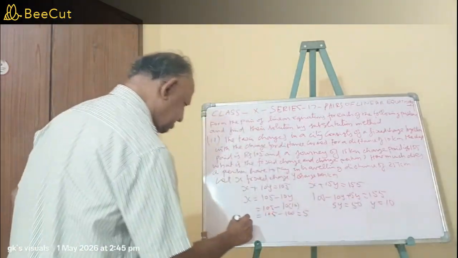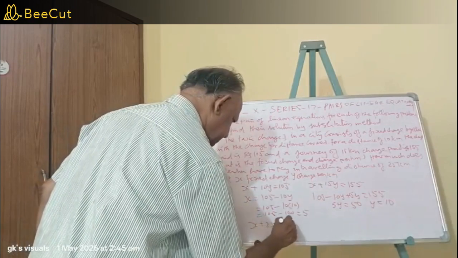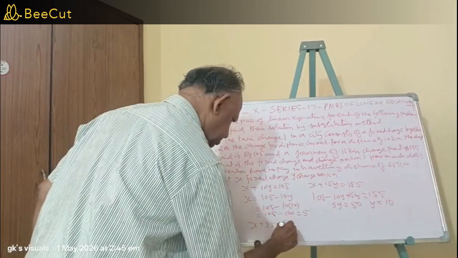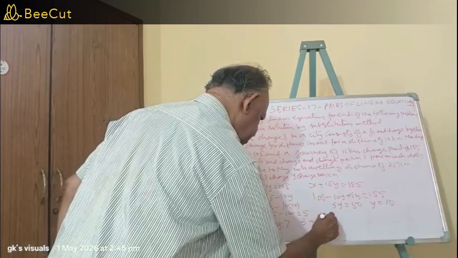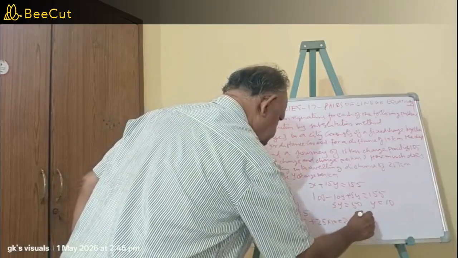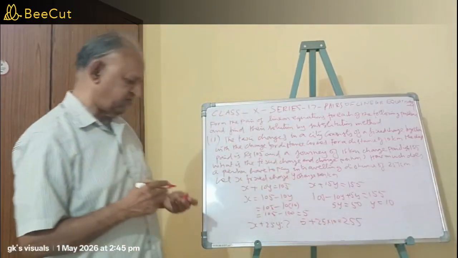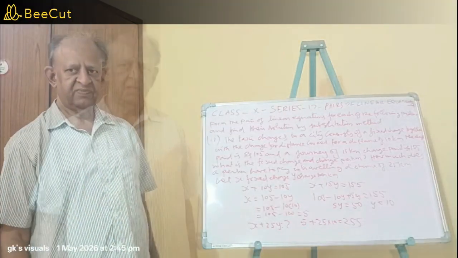Now he travels 25 km, that is x plus 25y is equal to what? That is 5 plus 25 into 10 is equal to 255. So he has to pay a charge of 255 rupees to travel a distance of 25 kilometers.